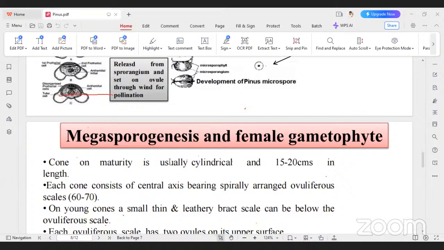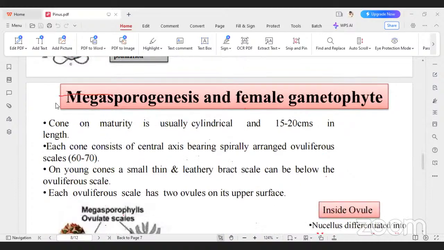Next, after microsporogenesis, megasporogenesis and female gametophyte development. Let's see megasporogenesis. Where are the megaspores formed? Megaspores are developed inside the megasporophyll, the megasporangium. Right. So the group of megasporophylls combine to form a cone.